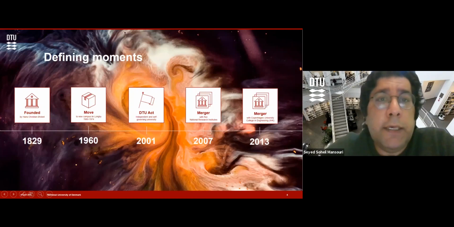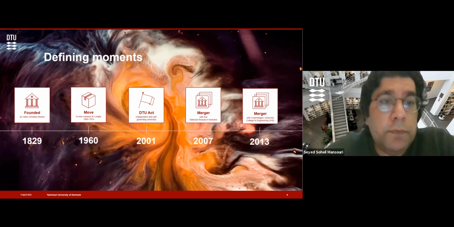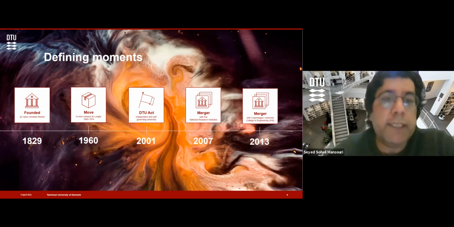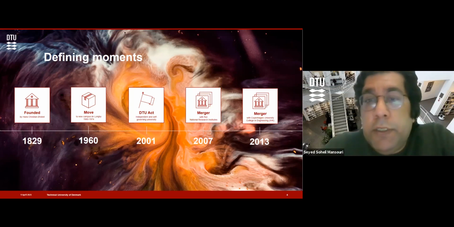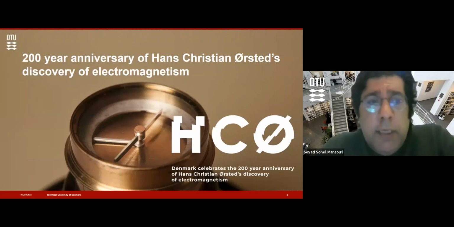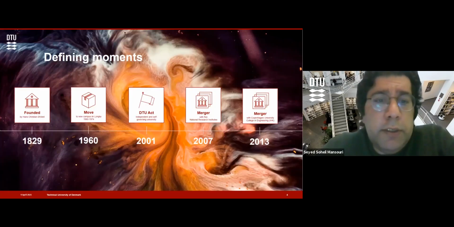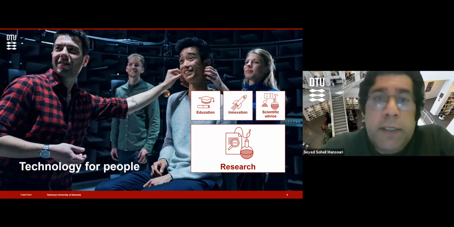a while ago, and it has also gone through several evolutions during its time. It was founded in 1929, and basically has been merged several times with several national labs within Denmark. And today, DTU is built upon this motto of technology for people. This is our ambition to bring our research to education, innovation, and public-private scientific advice.